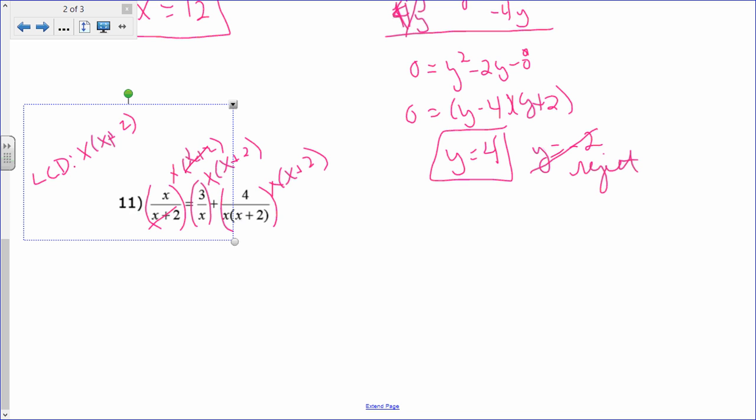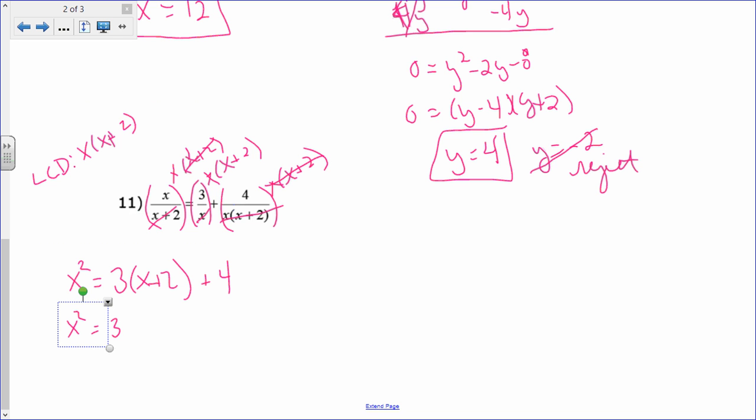First fraction, the x plus 2 goes, so I'm left with x squared equals. Second fraction, the x goes, and I have 3 times x plus 2. In the third fraction, everything goes, so it's just plus 4. So I have x squared equals 3x plus 6 plus 4. So I have x squared equals 3x plus 10.